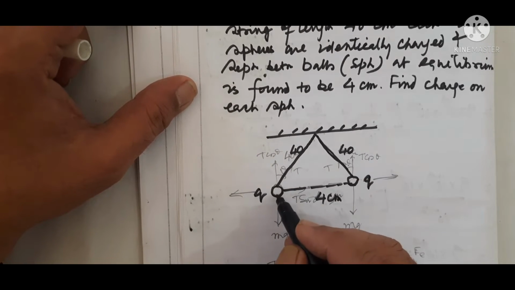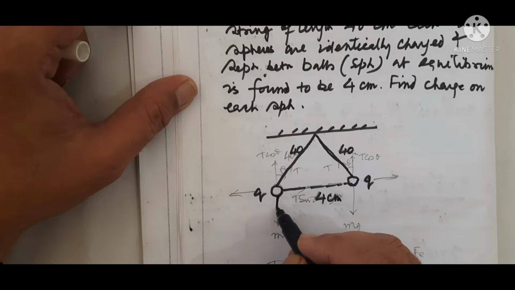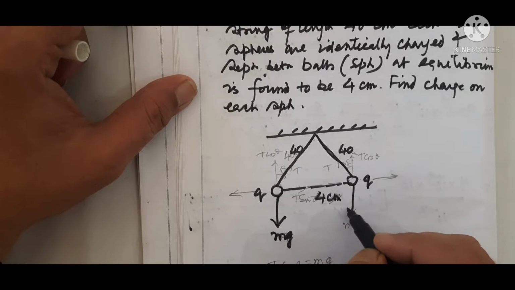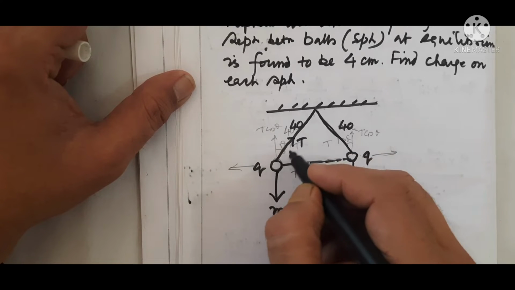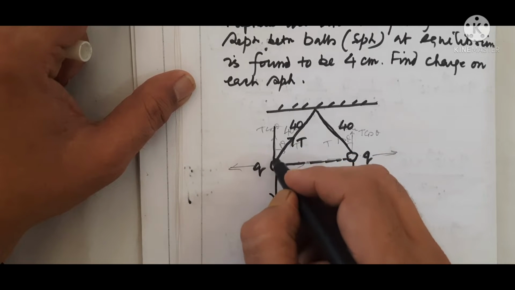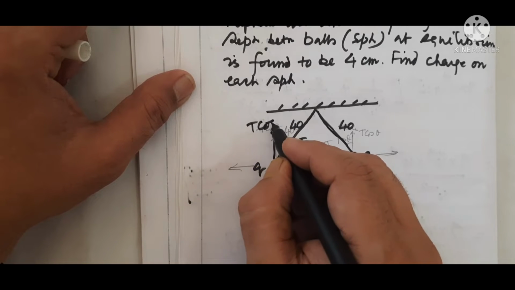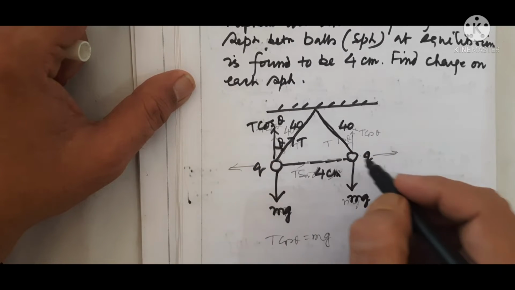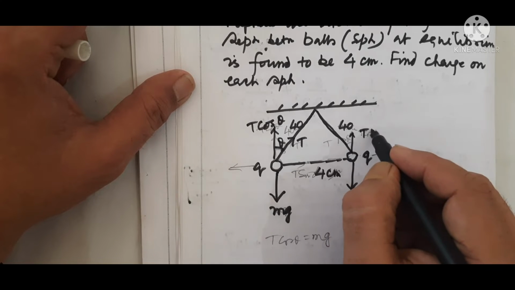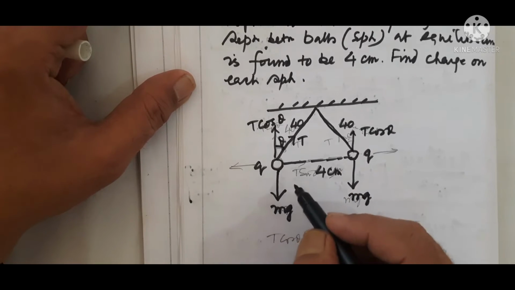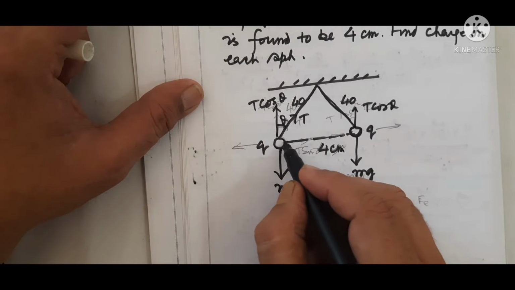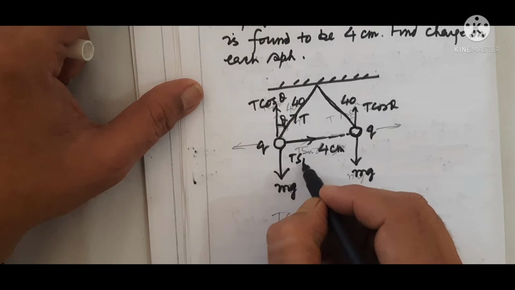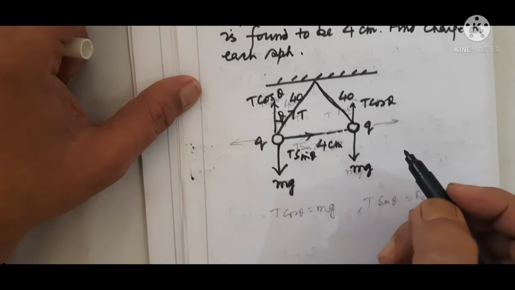So here the mass of this particular ball or sphere is there, so mg downward. Here also mg. And here the tension is there, so definitely it is going to resolve into two components. One is T cos theta. Here this is theta. Here also T cos theta. So considering only one place, another component is T sin theta, that is your horizontal component.